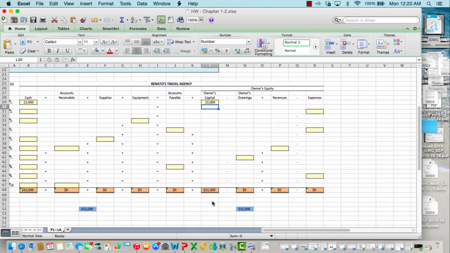And notice at the bottom, I already included all the formulas for you, so you don't have to worry about that. It's giving you the column totals, and it's giving you in blue if the equation is being balanced. If for some reason 15,000 does not equal 15,000, you did something wrong. That's the way you're going to check your balances.